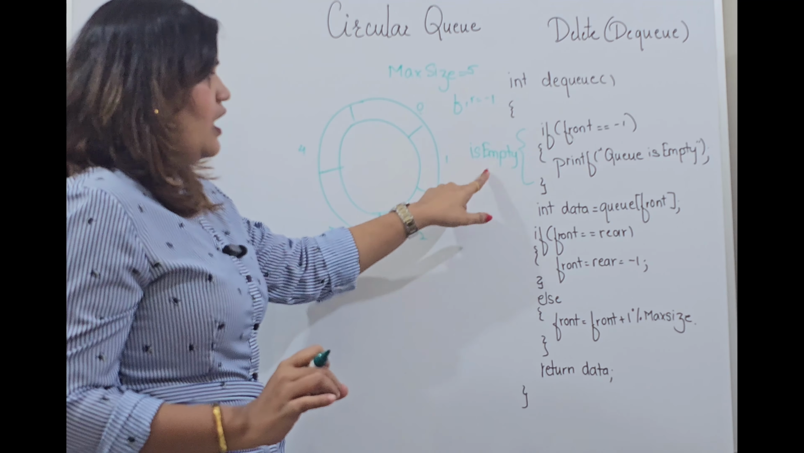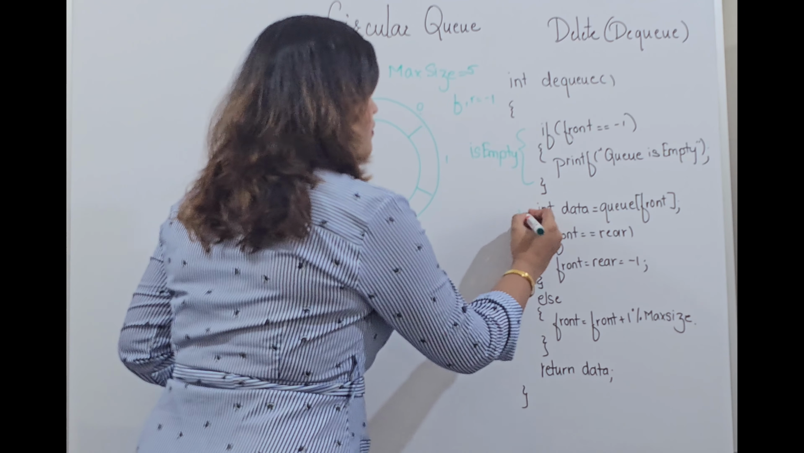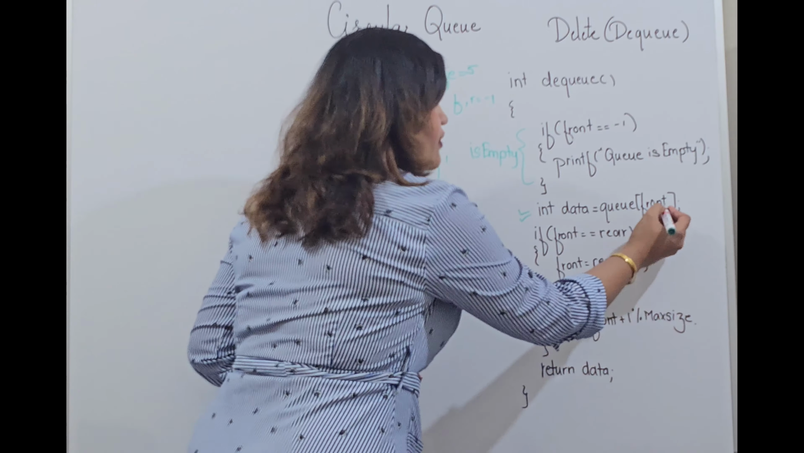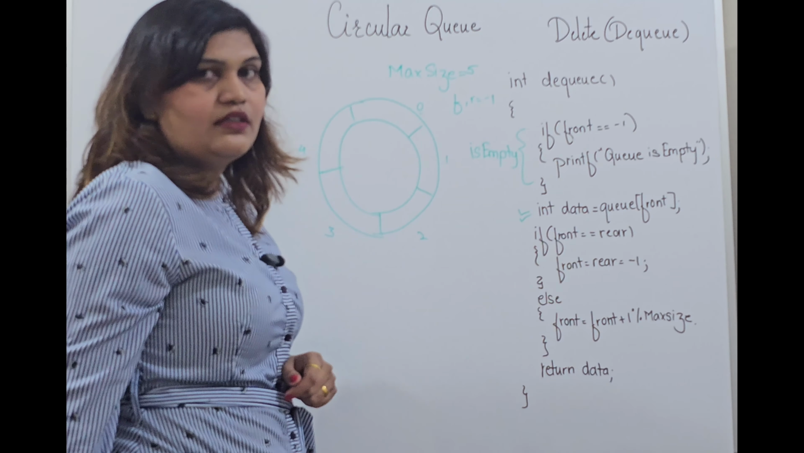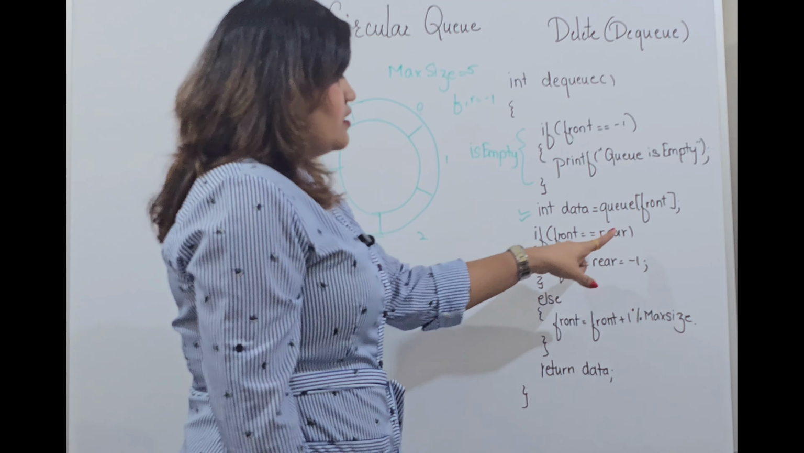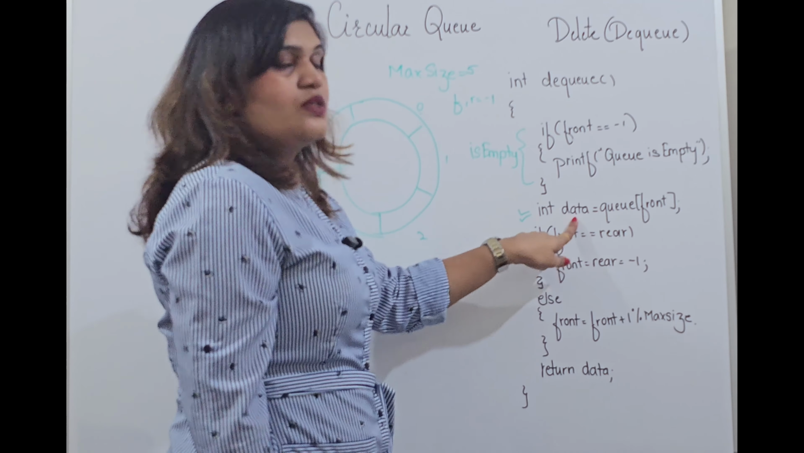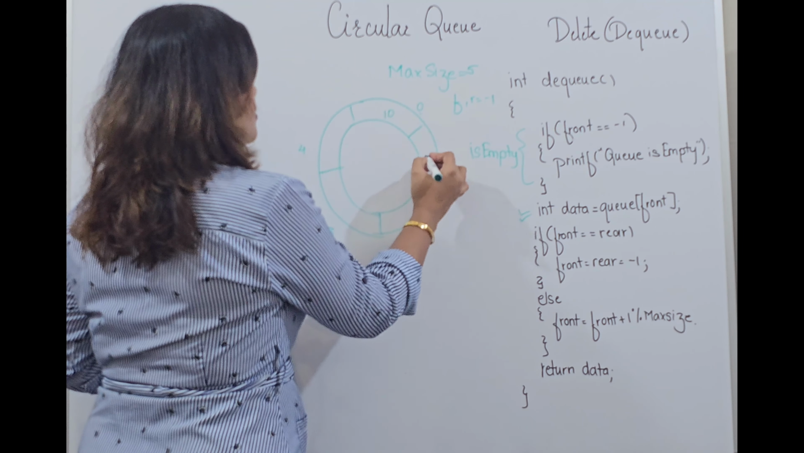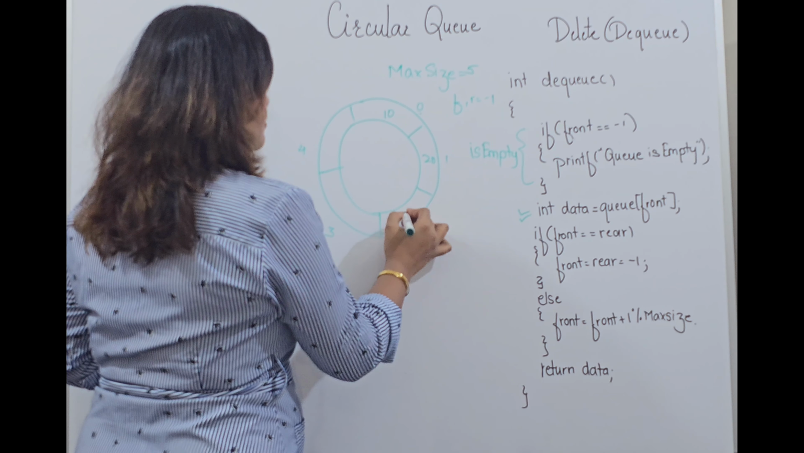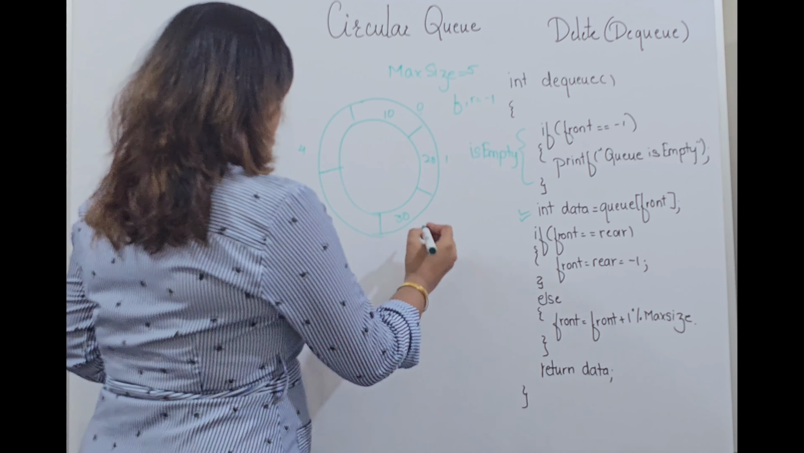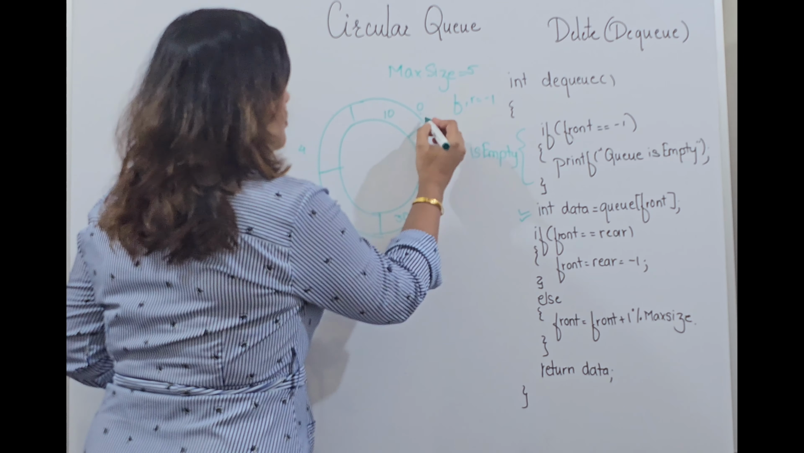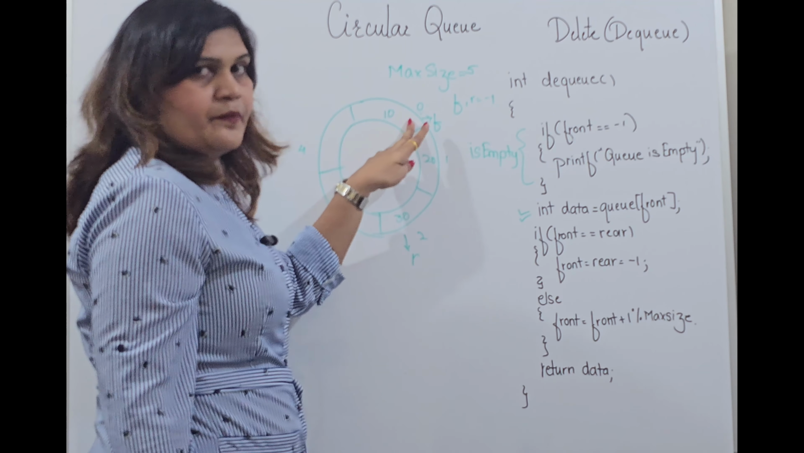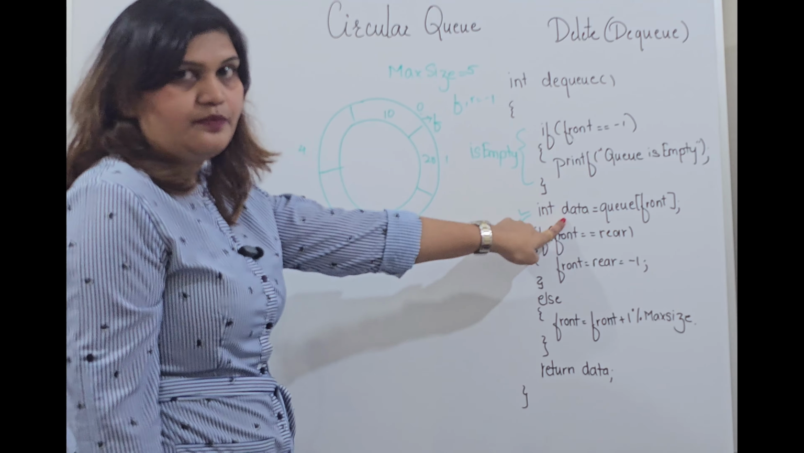After that, what do I do? int data is equal to Q of front. So wherever my front is, now my front is not at -1, take that value and put it into this variable, that is data. So suppose this is my Q: 10, 20, 30. This would be my rear. This would be my front. Wherever my front is, take the value in data.